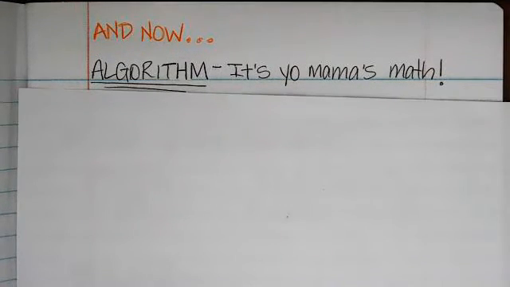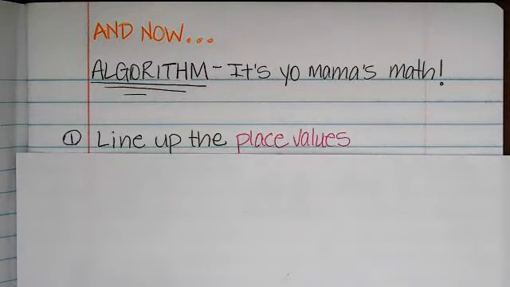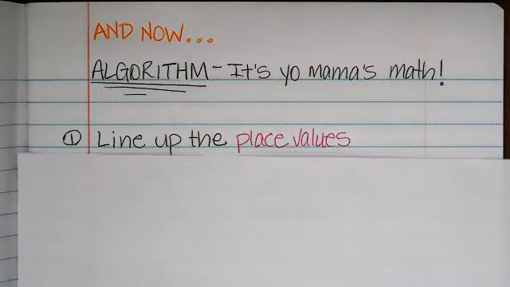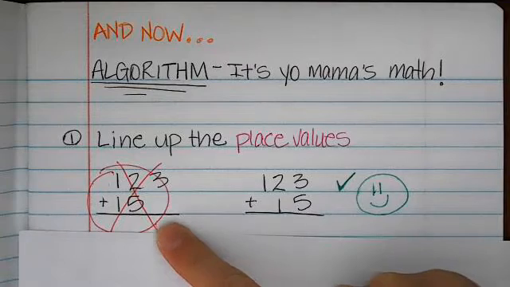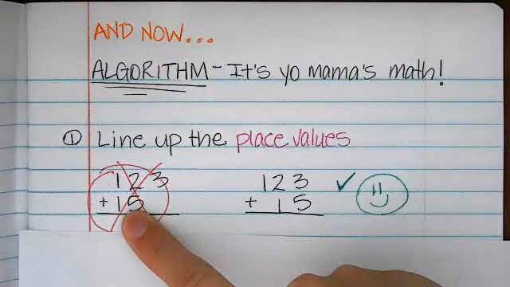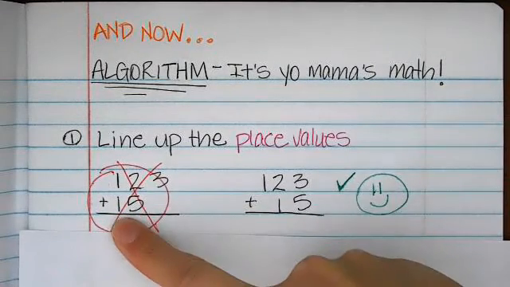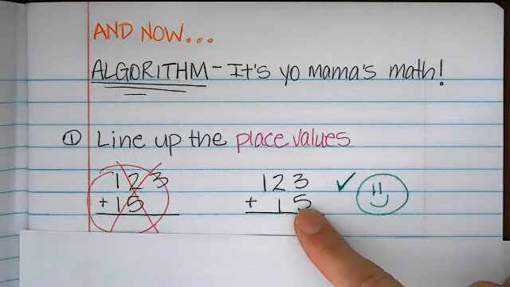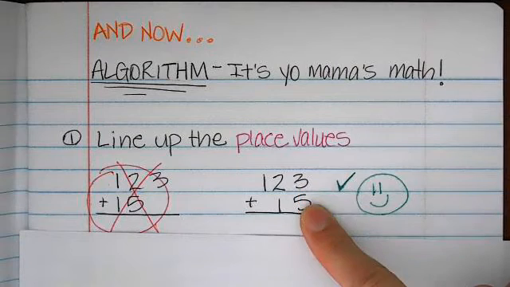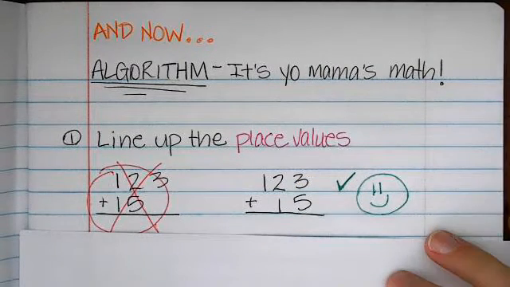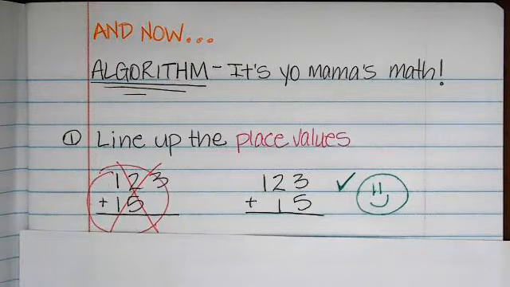So when you're doing the algorithm, you need to make sure that you line up the place values. It's super important that you line up the ones place with the ones and the tens place with the tens and so on. So right here I have 123 plus 15, and I have the 15 lined up in the wrong spot. This is not how this looks. But right here, I said 123 plus 15. The 3 in the ones place and the 5 in the ones place are lined up. The 2 in the tens place and the 1 in the tens place are lined up. That is how you correctly do this problem.